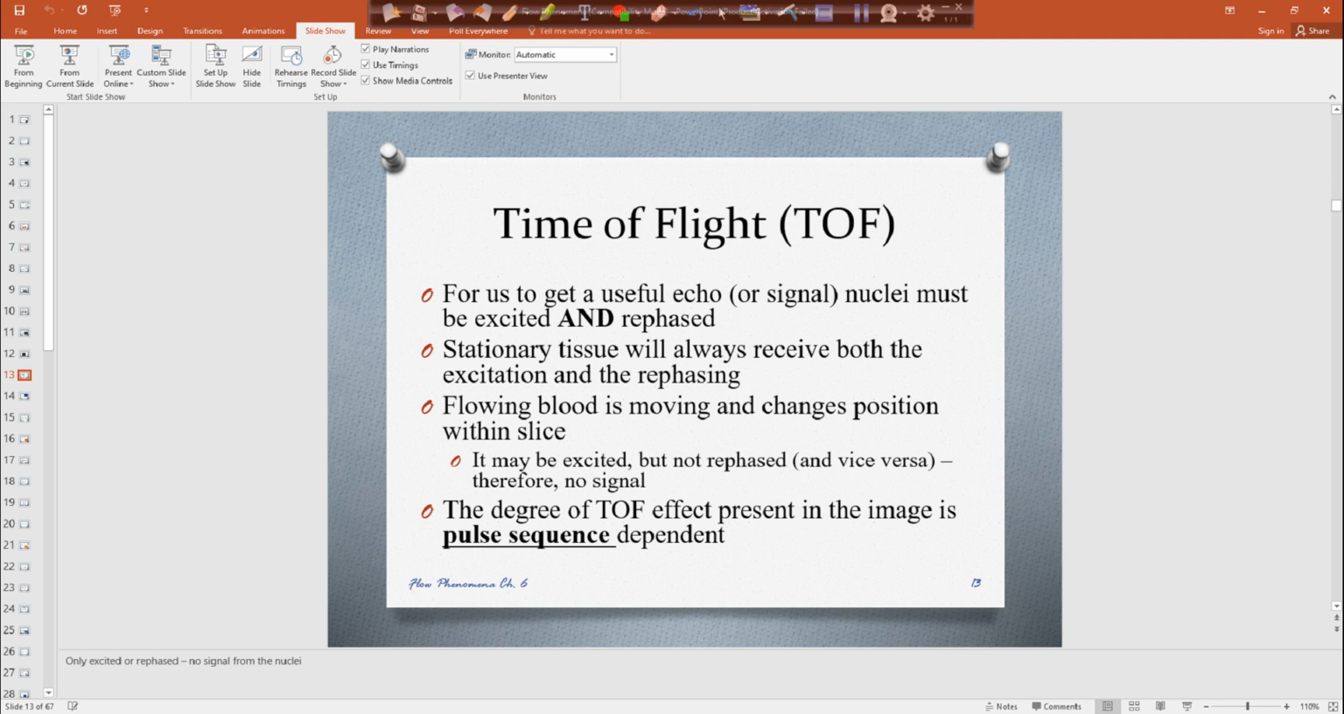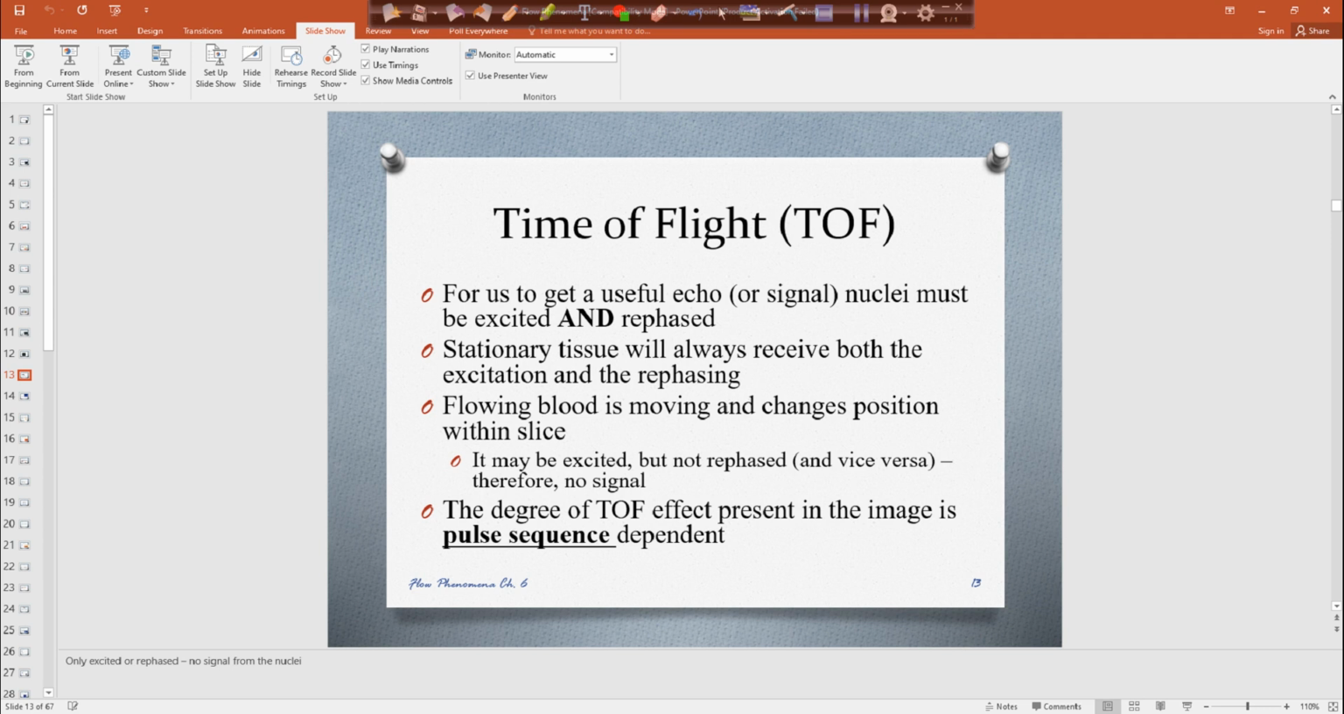So our stationary tissues, because they're not moving in that slice, are going to usually receive both. They'll get the excitation, and then they'll get that 180 degree refocusing pulse, or the gradients will refocus. As opposed to flowing blood. This flowing blood might be in the slice when it is excited, but then it leaves the slice before it actually gets the chance to be rephased. So that signal drops very fast, and then you actually have no signal by the time you sample it with our frequency encoding gradient.